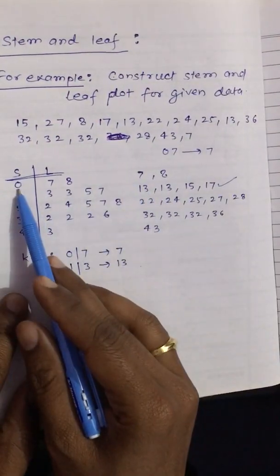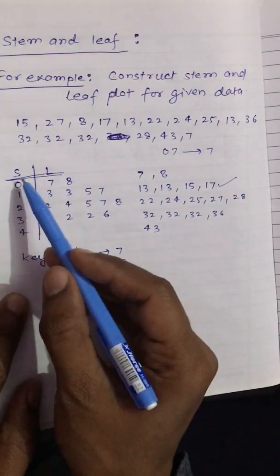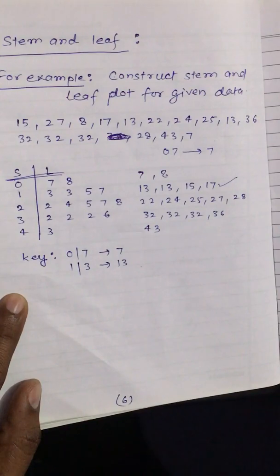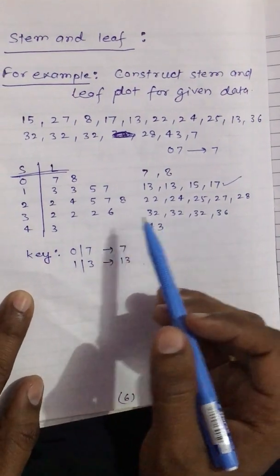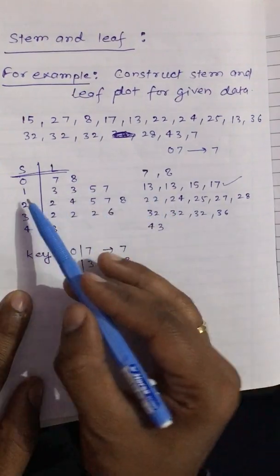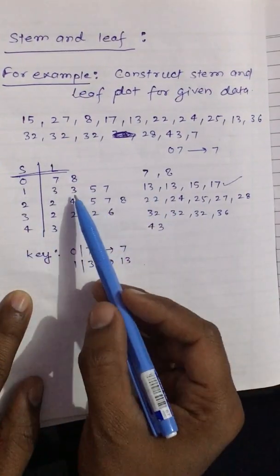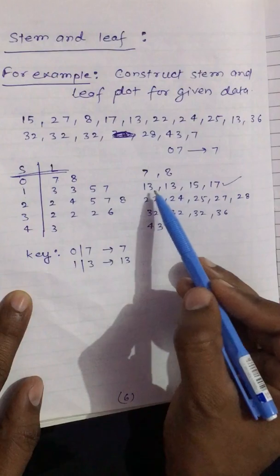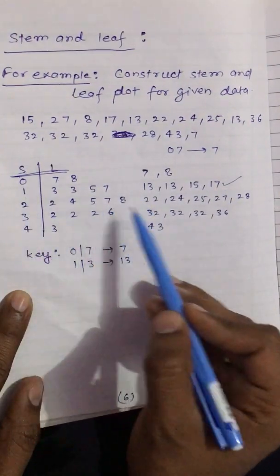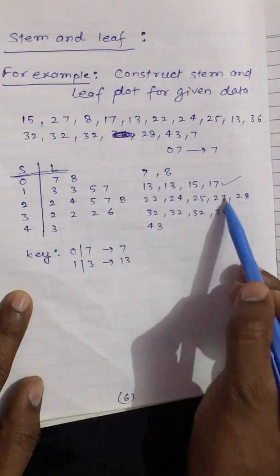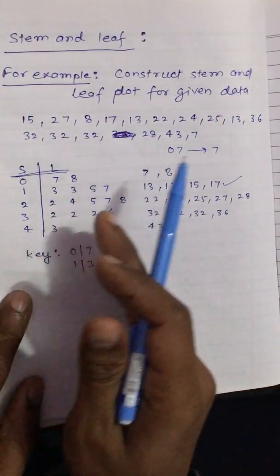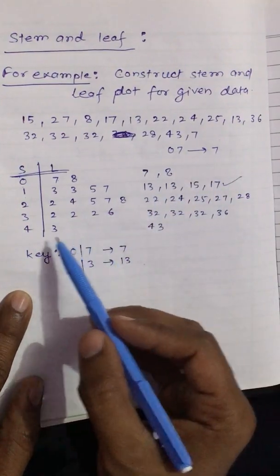So I write here, this is the stem and this is the leaf. Okay, so now in this case, what do you see here? 0 | 7, 0 | 8. 13 can be written as 1 and 3. Then 3, 5, 7, right? 3, 3, 5, 7. For 2 as stem, the leaves are 2, 4, 5, 7, 8. You see, we don't have to put commas, just put a little space between the numbers.